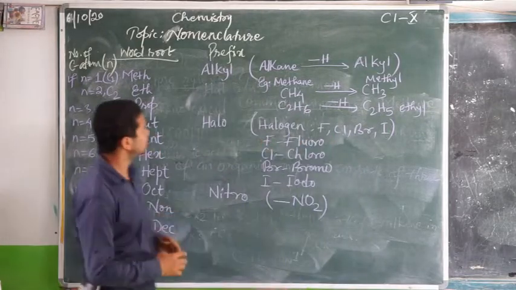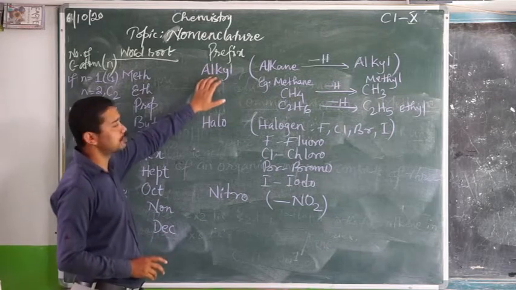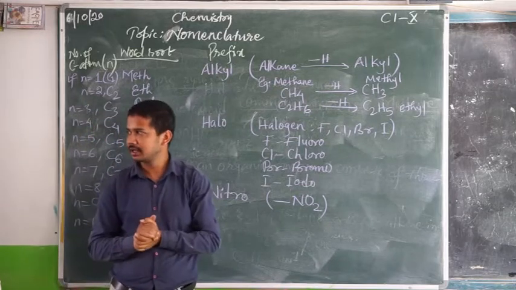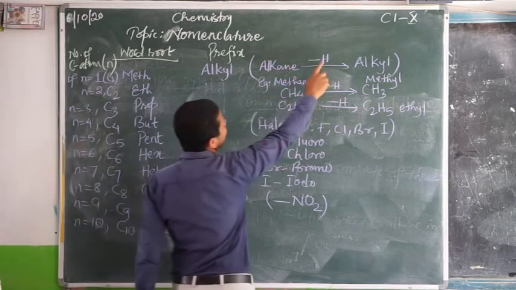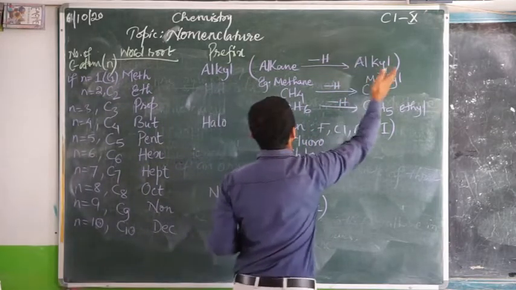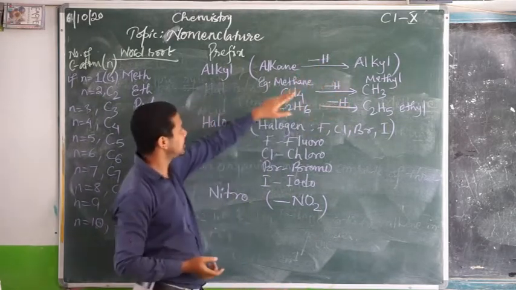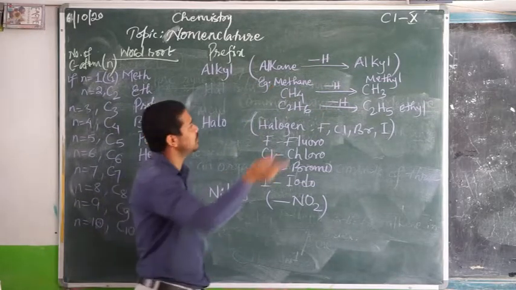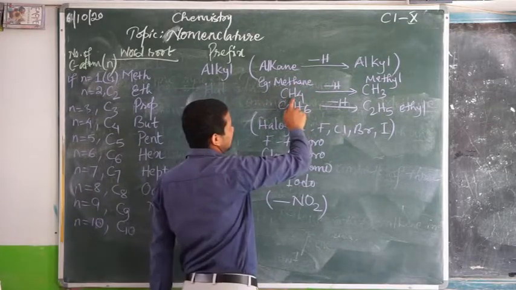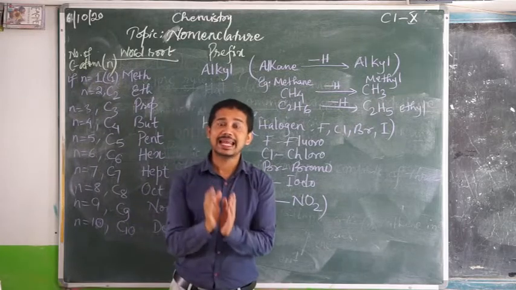And prefix. So what are the prefixes we'll be using? We'll be using alkyl as a prefix. So how to get alkyl? If you remove one hydrogen from alkane, then you will be getting alkyl. For example, methane. If you remove one hydrogen from methane, you will be getting methyl. What is the formula for methane? CH4. If you remove one hydrogen, how many hydrogens will be left? 3. So CH3 is methyl.